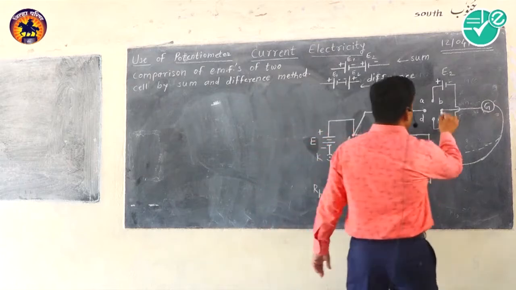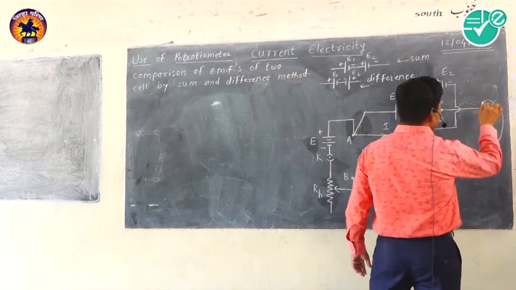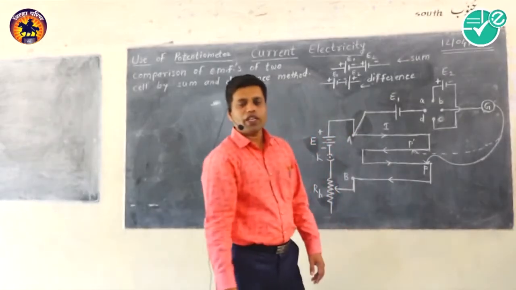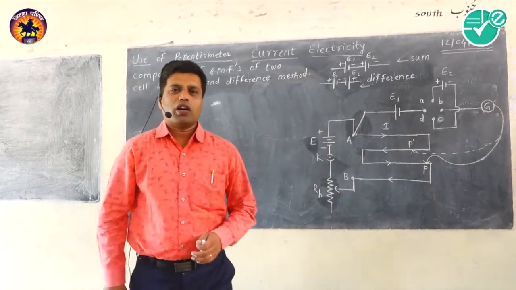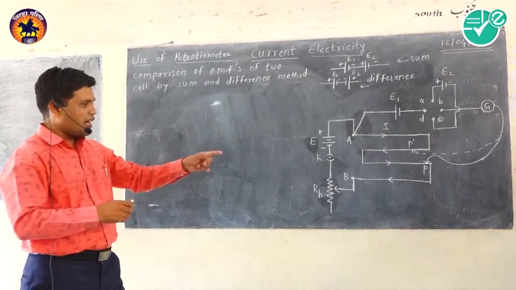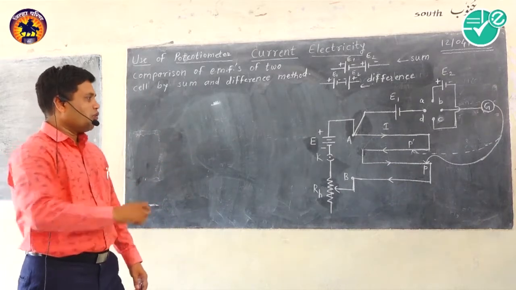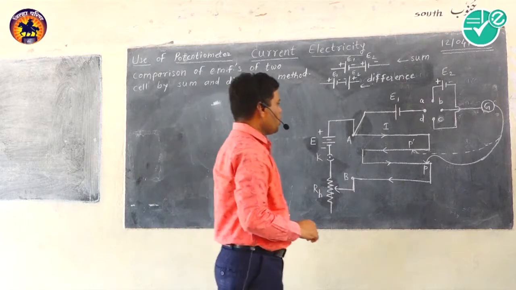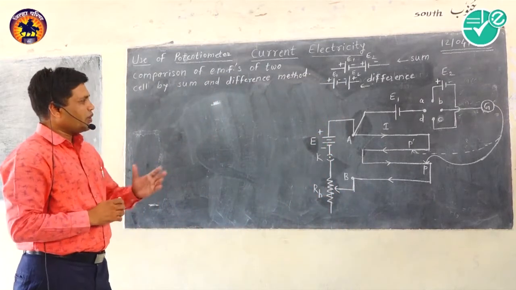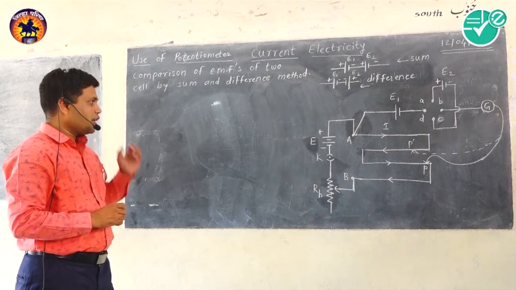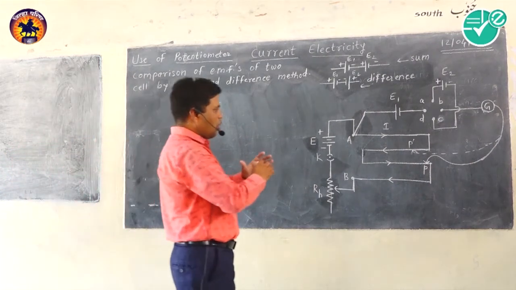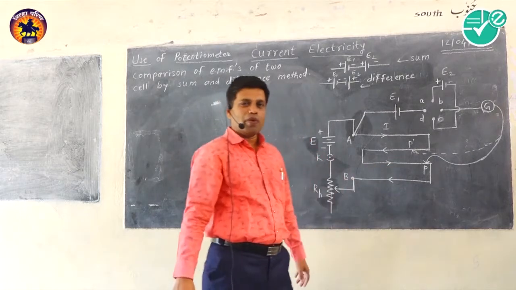Now the terminal B is connected to the galvanometer, and the other end of the galvanometer is connected to a jockey. A jockey is a metallic rod which has a knife edge at the bottom, and it can slide over the wire AB. Now I will explain the circuit arrangement to you. I think from the diagram it is very clear how the circuit can be connected on that potentiometer board.